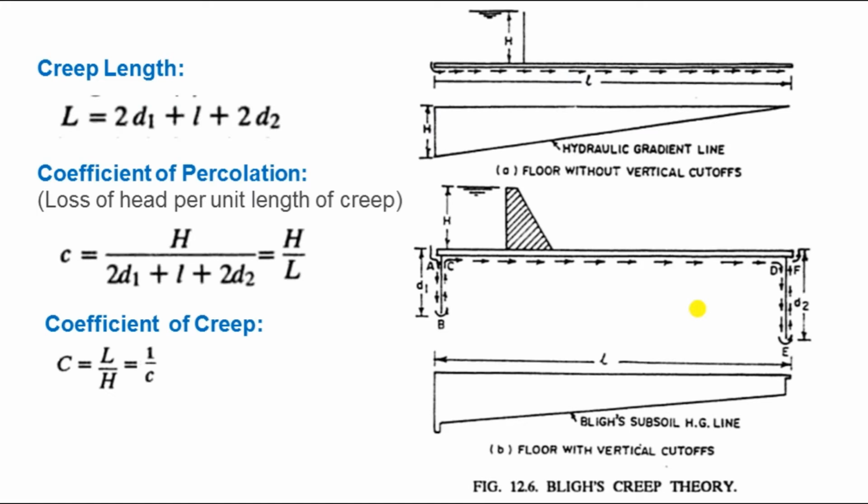Now see the calculation of Bligh's creep theory. L is the creep length. In the sheet pile case, Bligh made no distinction between the horizontal creep length and the vertical creep length, because when the water flows in the downward direction, the gravity force also acts on it. So the speed and the head loss with respect to that length is different. And there may be other possibilities, such as water flowing through that path.